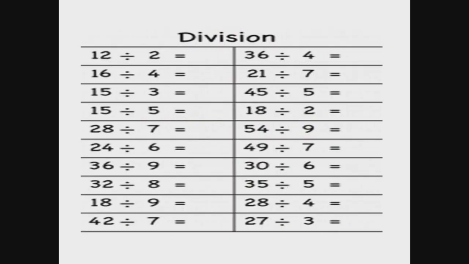The next question is division. To solve this, you may take the help of tables, which you already know. Let's take the first example, 12 divided by 2. Here you will read the table of 2. 2 ones are 2, 2 twos are 4, 2 threes are 6, 2 fours are 8, 2 fives are 10 and 2 sixes are 12. So the answer will be 6.